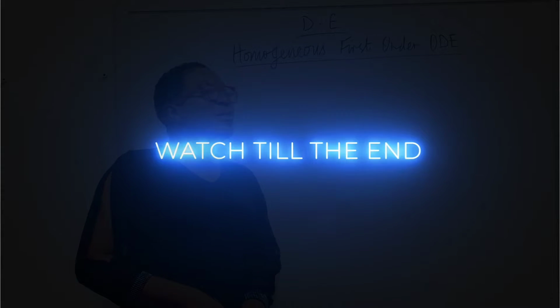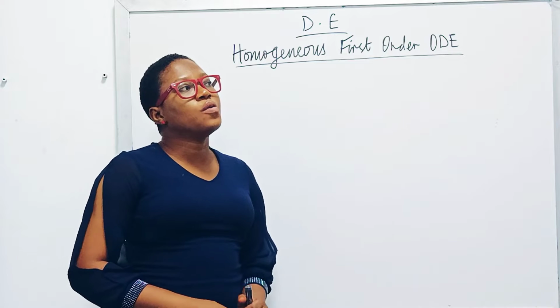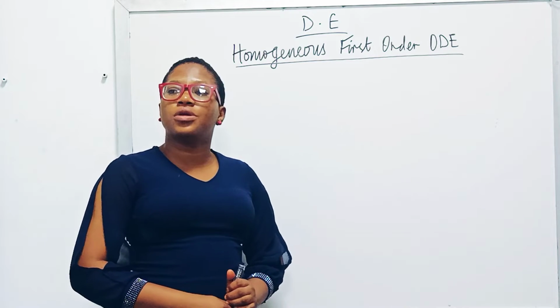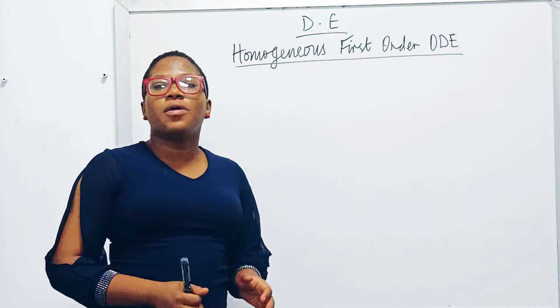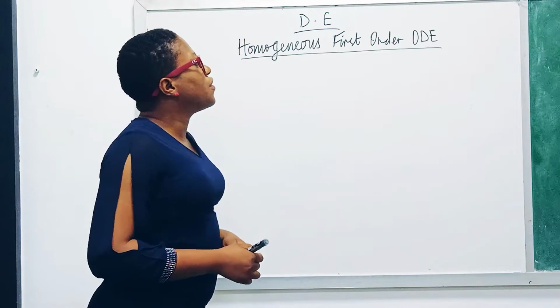Back to my channel. So we'll continue with homogeneous first order equations. Then we'll move to reduction to homogeneous first order equations, after which we'll see how far we can go. What are homogeneous first order equations?